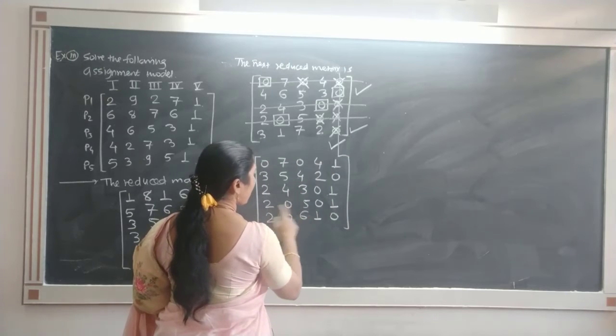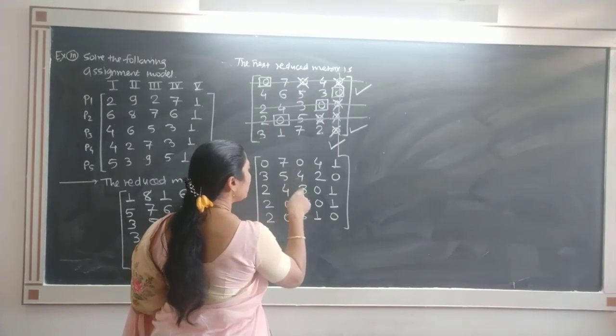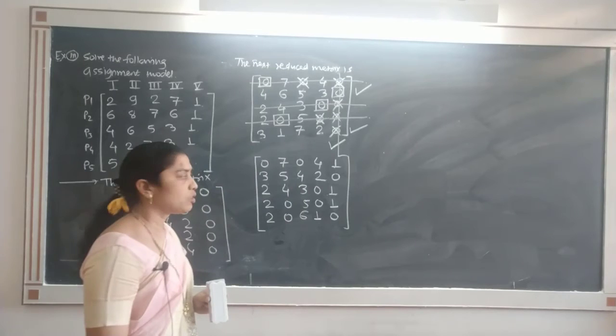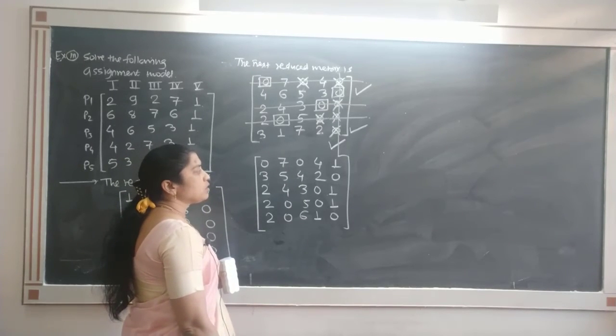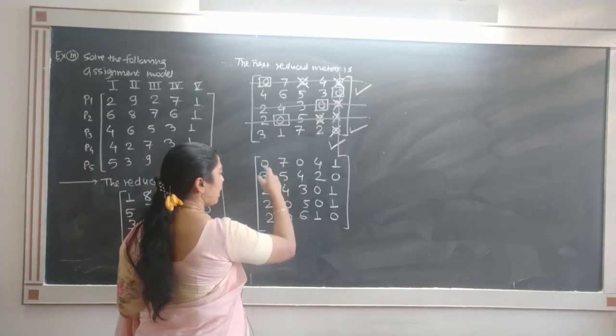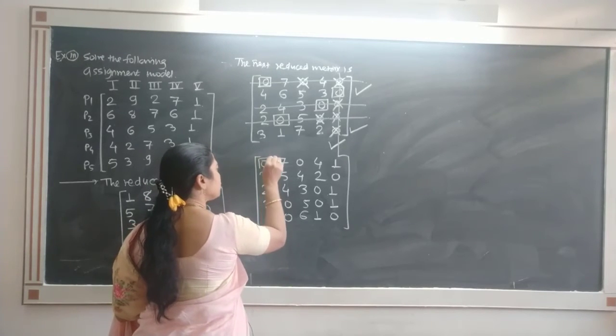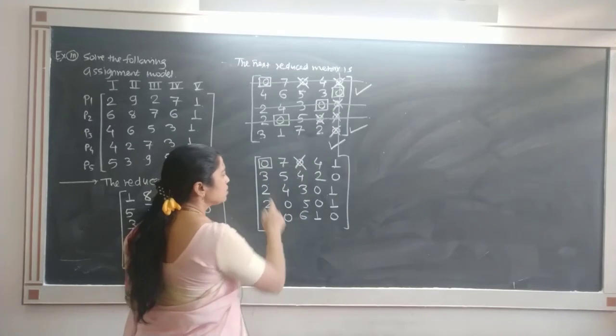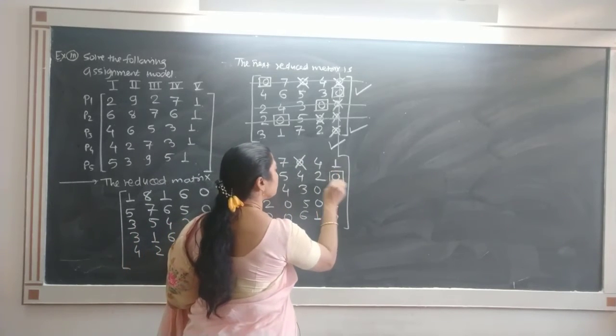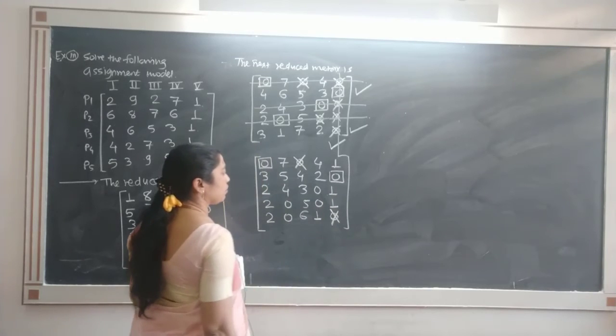Each row has 0, similarly each column has 0. So now choose single 0. Observe that in the first column there is a single 0. So box it, cross out the other. Second row has single 0. So box it, cross the remaining.